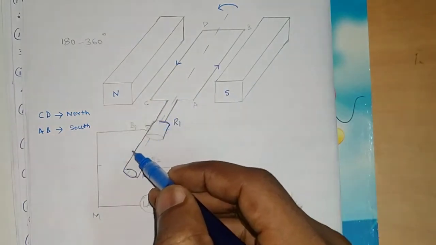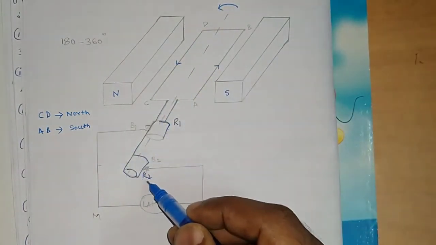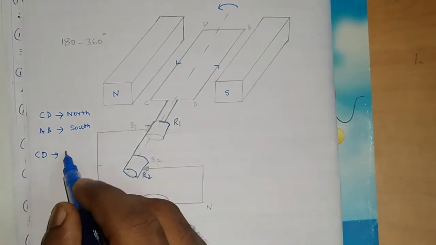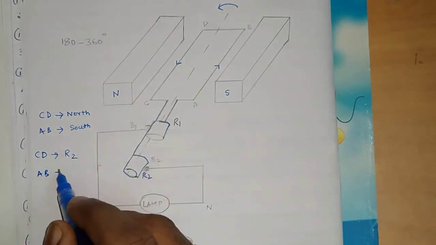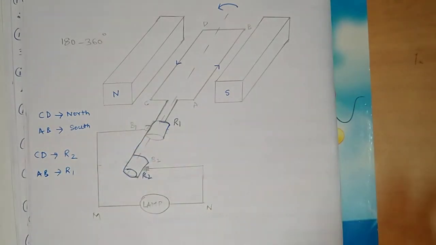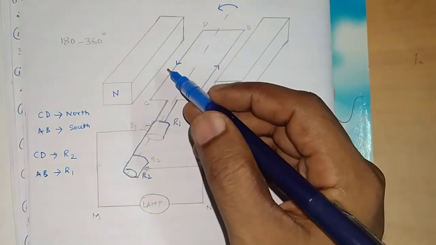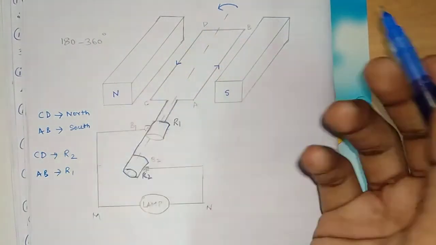From there it will flow to the slip ring R2. Why? Because conductor CD is connected to slip ring R2, and AB is connected to slip ring R1. This won't change, it will be the same in the first figure as well as in the second figure. The only thing is they have interchanged their places since it has been rotated 180 degrees.